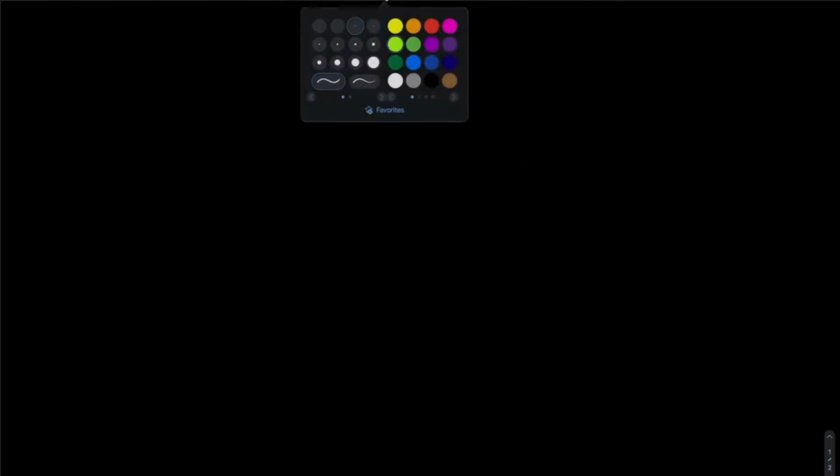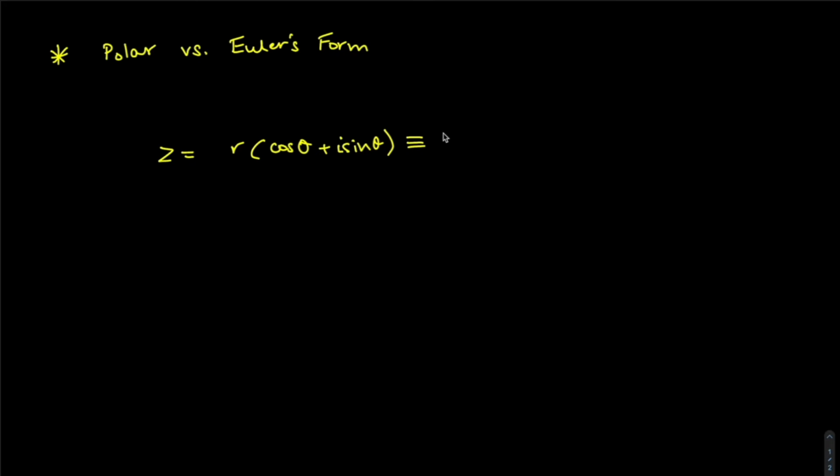So let me change the color to yellow, and I'll write polar versus Euler's form. Right. So we have our normal complex number in our polar form, which would be r times cos theta plus i sine theta, right? And this can basically be written as r e raised to the power i theta, right? Where cos theta plus i sine theta can be written as this.